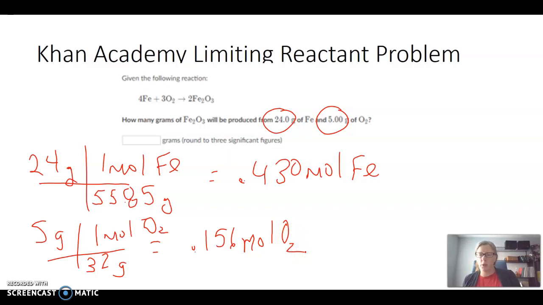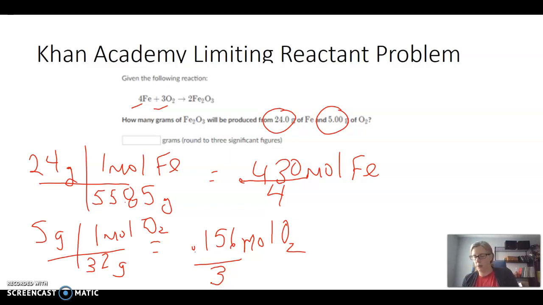So the next thing I'm going to do is something I call a mole to coefficient ratio. So we have to factor in the mole to mole ratio on the balanced chemical equation. And so one of the easiest ways I think to do this is just to take these numbers of moles and divide them by the number in the balanced equation. So I would divide the iron by 4 because of the 4 in front of the Fe, and I would divide the oxygen by 3 because of the 3 in front of the O2.